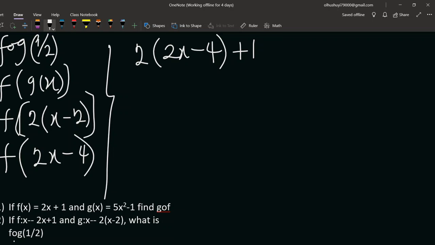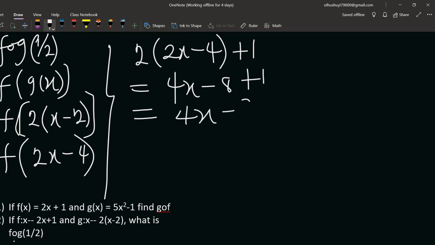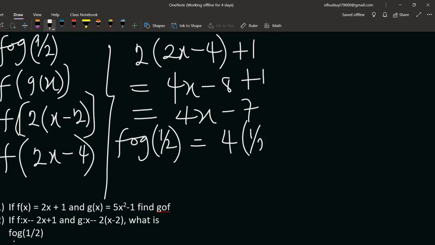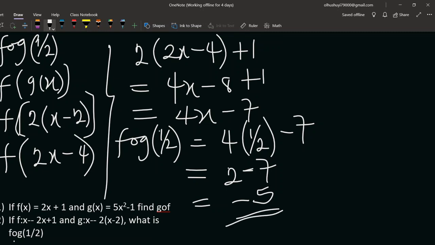And what would that become? That will give us what? 4x minus 8, then plus 1. That will be equal to what? 4x minus 7. So the fog of half, that can be equal to what? 4 open bracket half minus 7. And that can be equal to what? 2 minus 7. And that will be equal to minus 5. So that is what we should have.